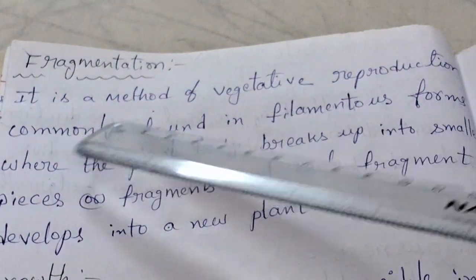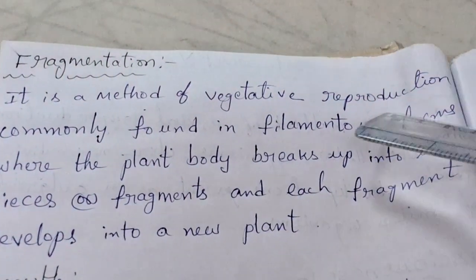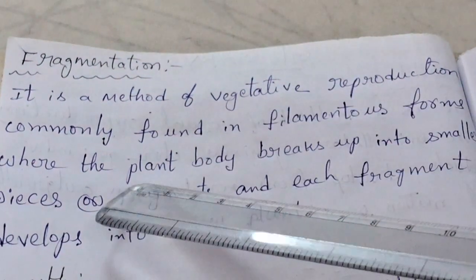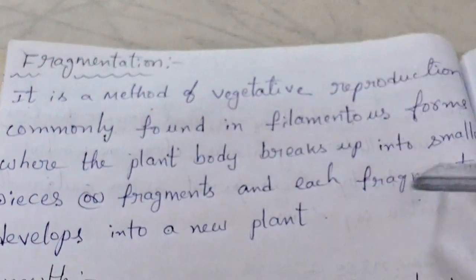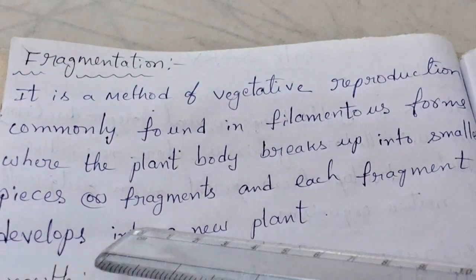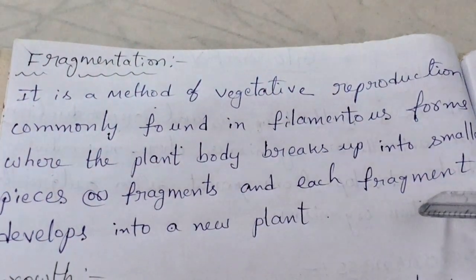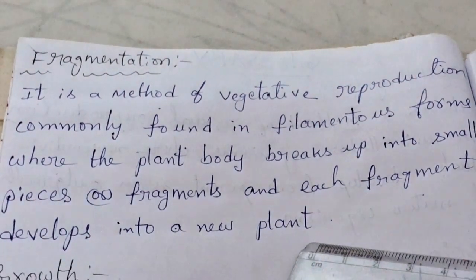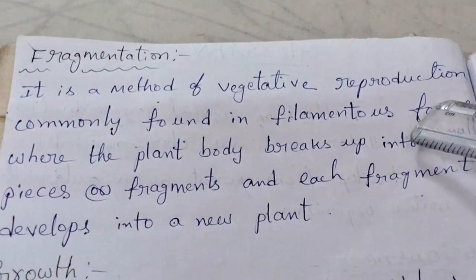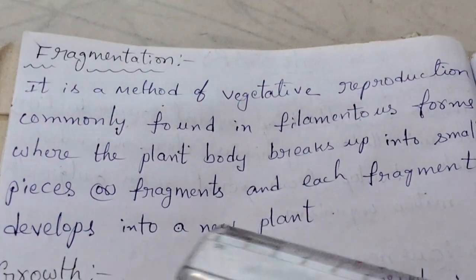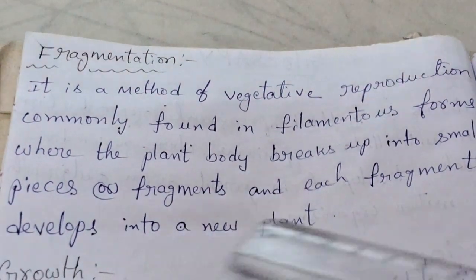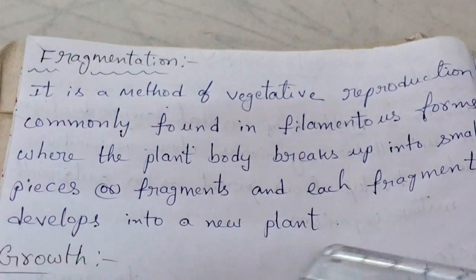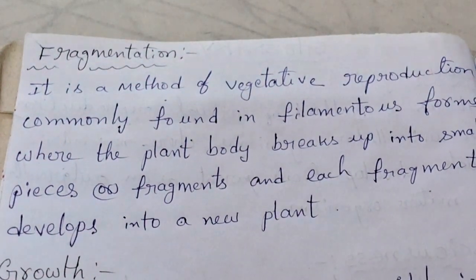fragmentation. It is a method of vegetative reproduction commonly found in filamentous forms, where the plant body breaks up into smaller pieces or fragments, and each fragment develops into a new plant. So fragmentation is one type of vegetative reproduction. In this process, fragments are divided into smaller parts. After that, each develops into a new plant. Next one, growth.